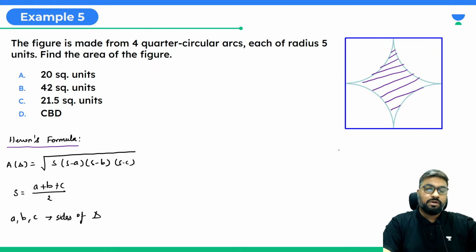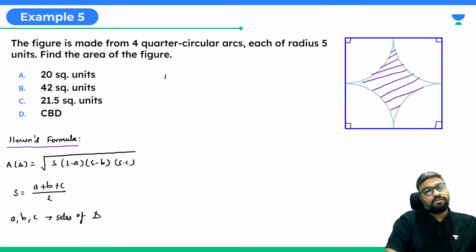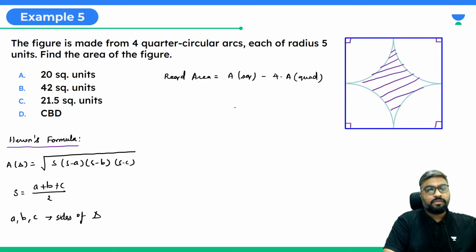Okay, so one thing, since these are quarter arcs, the angle will be 90 degrees. The central angle that these arcs subtend at the center will be 90 degrees. So we can find this out. Required area is going to be equal to area of the square minus 4 times the area of the quadrants. Why 4 times? Because 1 2 3 4.